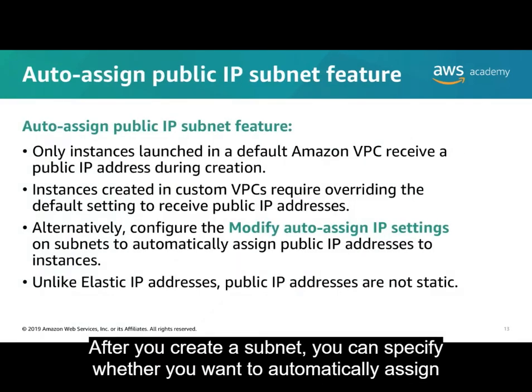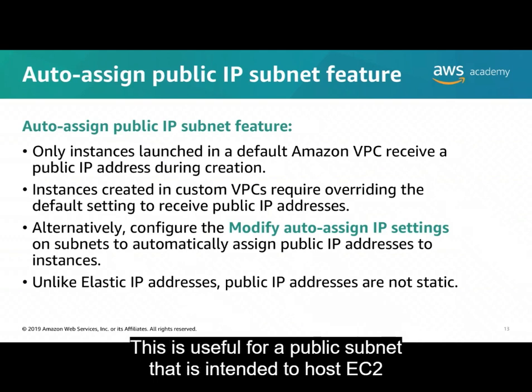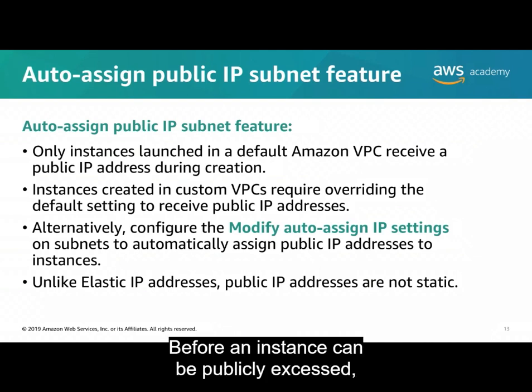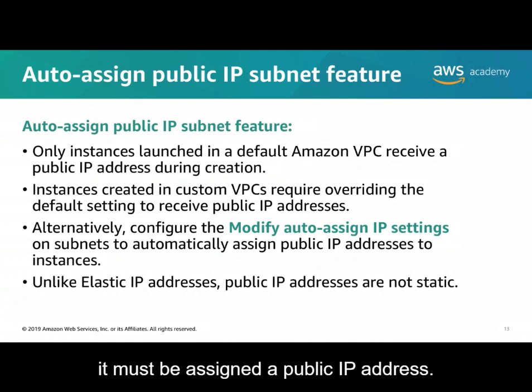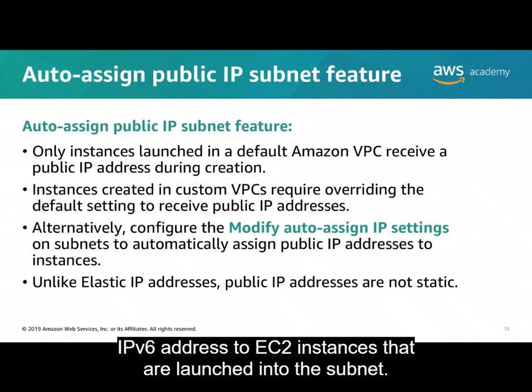After you create a subnet, you can specify whether you want to automatically assign a public IP address to new EC2 instances that are located in the subnet. This is useful for a public subnet that is intended to host EC2 instances that are accessible to internet clients. Before an instance can be publicly accessed, it must be assigned a public IP address. By enabling this subnet feature, you can automate the assignment of an IPv4 or IPv6 address to EC2 instances that are launched into the subnet.